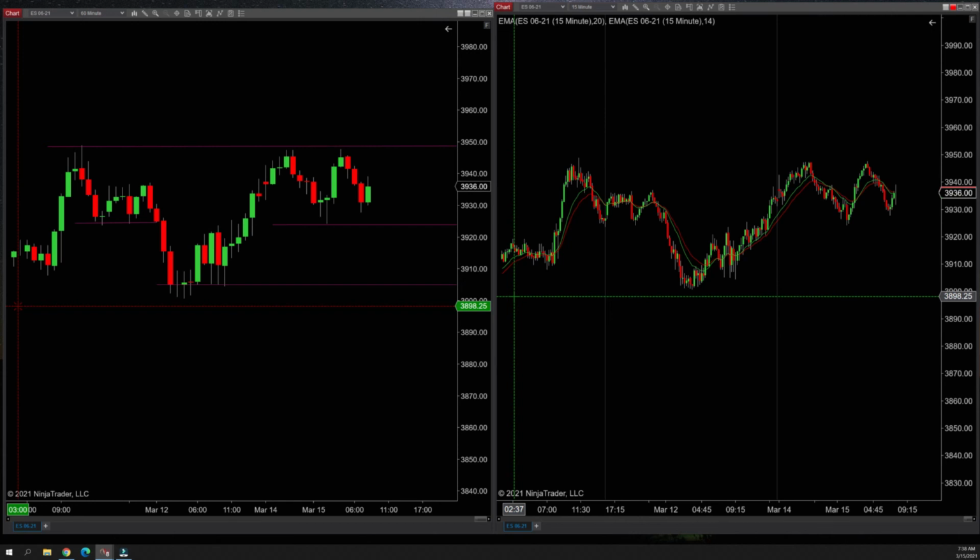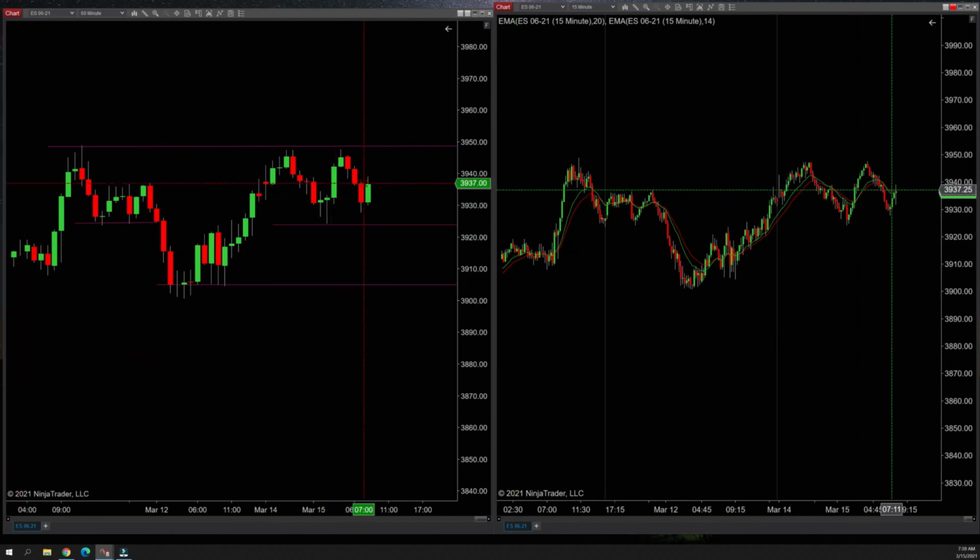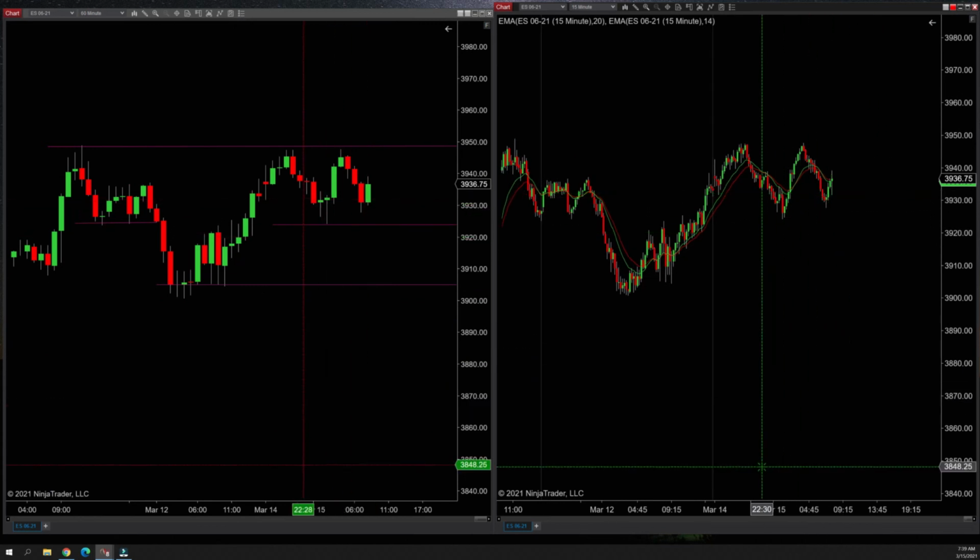But anyway, right now there's just nothing. Action is very slow, and I'm just simply not going to trade in the middle of a range. There's nothing to trade here, even looking at the smaller chart.